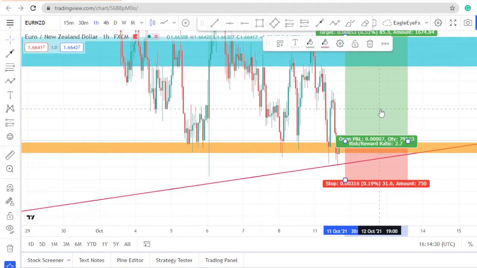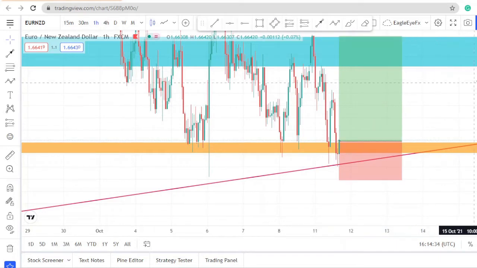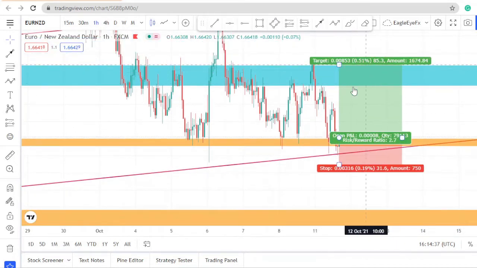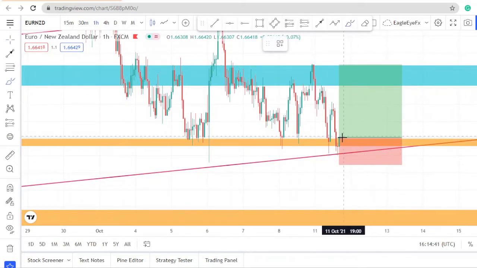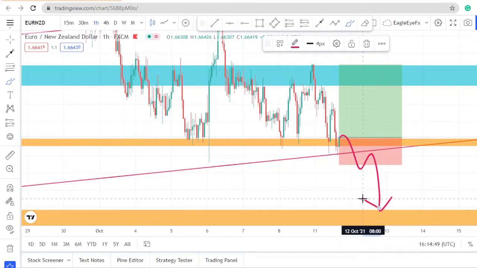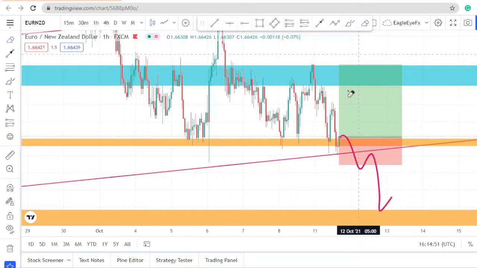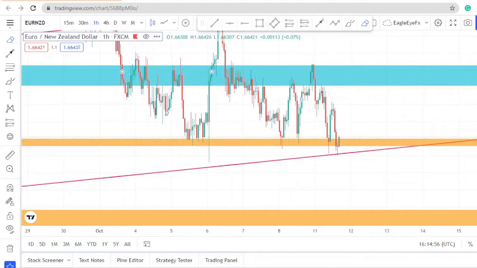All right, so that means that we are risking 1% to make 2.7 times. Okay, so we can take advantage of this over here. So what can invalidate this setup? When this market comes down, finds support, then goes down over there, that is when we can consider this setup to be invalid.